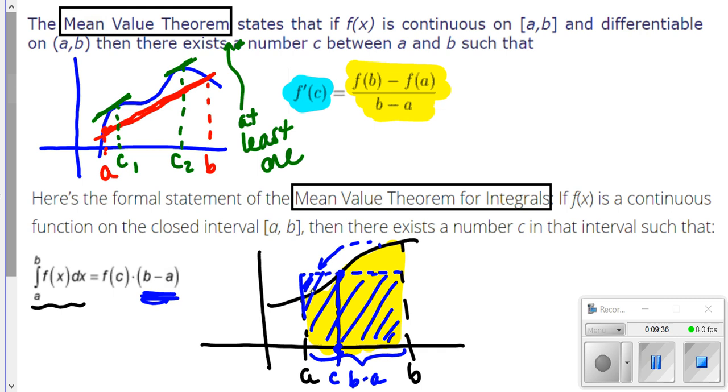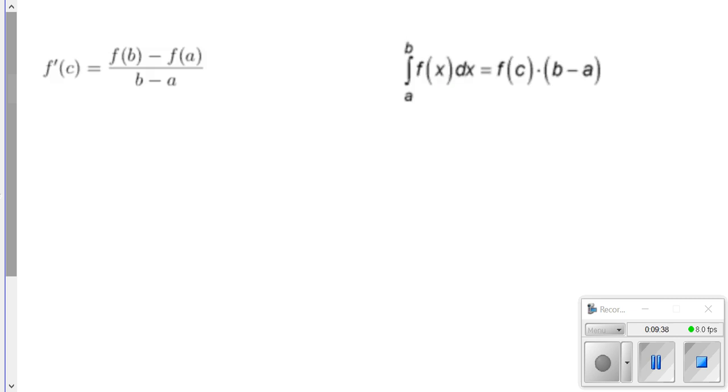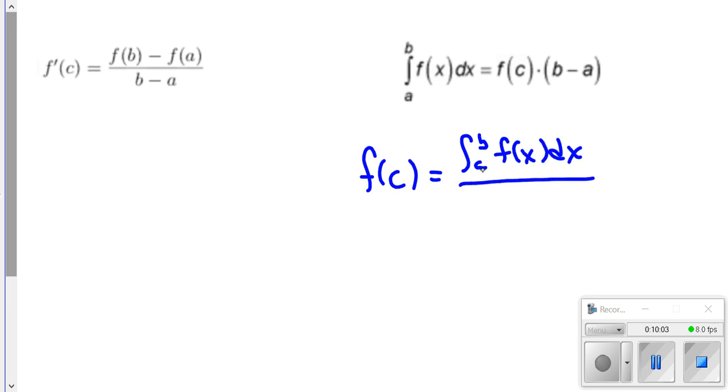Now, I think it's easier to see that these are the same theorem if we manipulate a little bit. So on the left side of this slide, you see the average rate of change equals the instantaneous rate of change at some location C. If you reorganize the mean value theorem for integrals, quote unquote, then you have f of C equals the integral divided by the interval. Integral interval, that's weird to say.